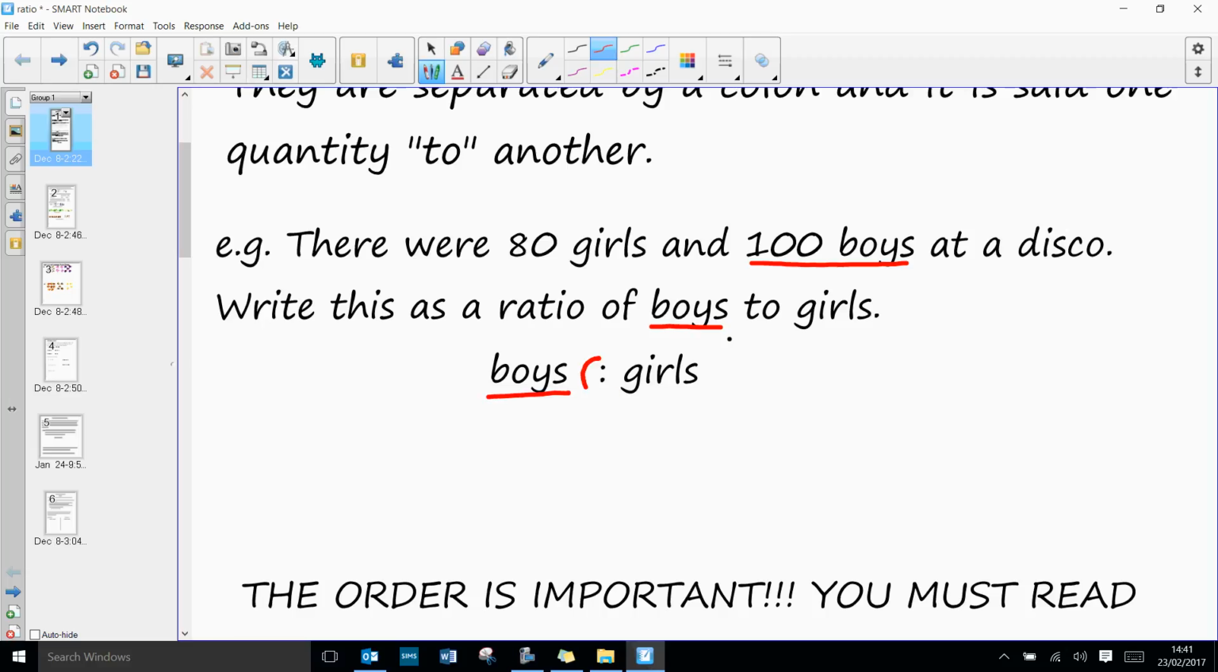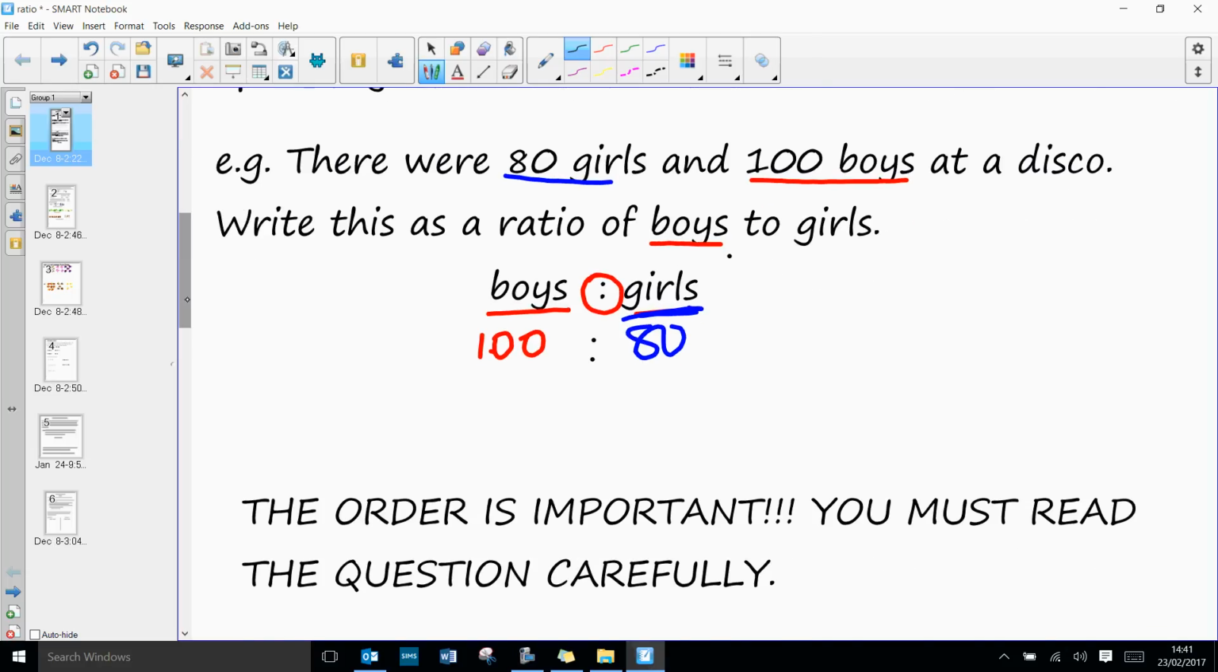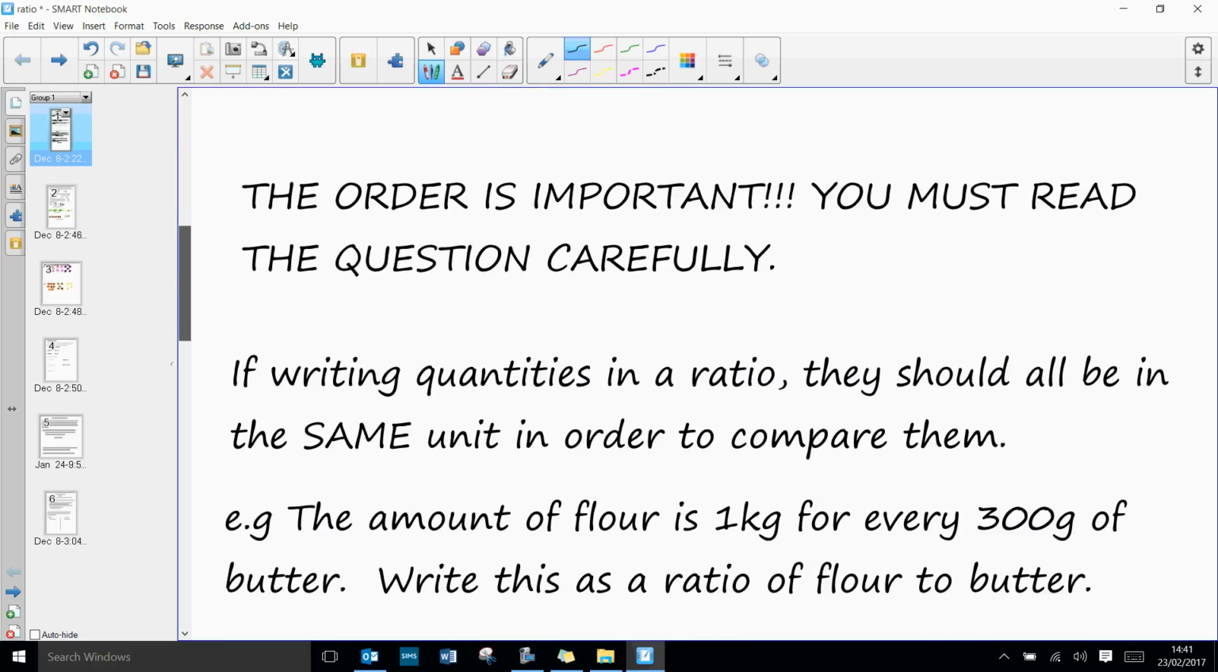So if there were 100 boys, we'd write 100, and then girls, there were 80. So it's 100 to 80. You may be asked to simplify that later, but we'll just leave it as 100 to 80 for now. As I've said here, the order is really important.